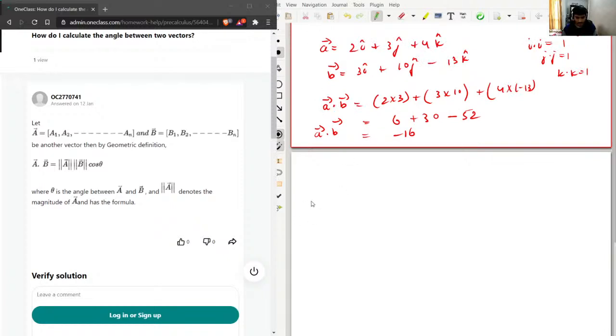So for magnitude, it is nothing but square root of 2 square plus 3 square plus 4 square. So 2 square plus 3 square plus 4 square, and then square root of the answer. So it is 5.385.